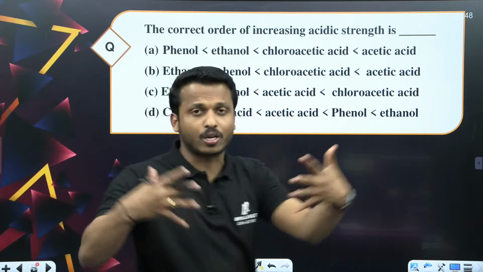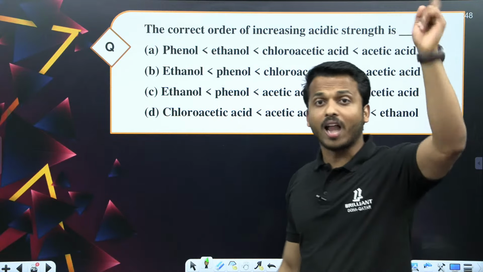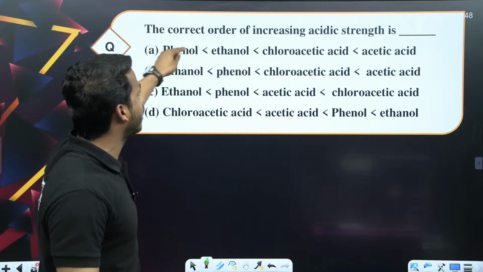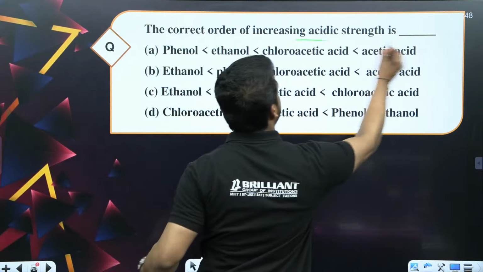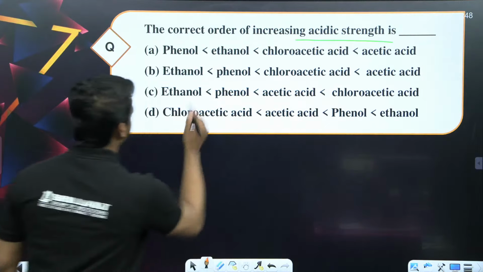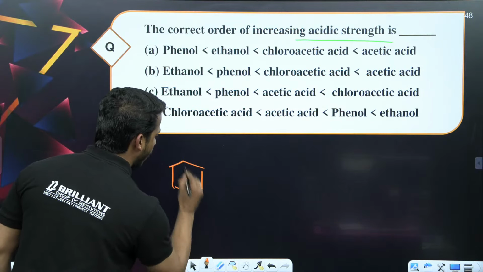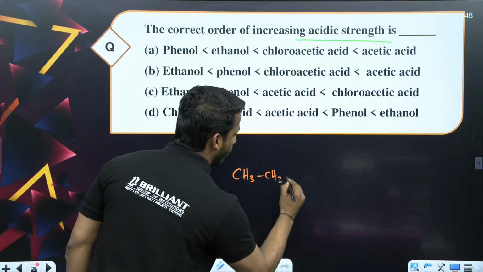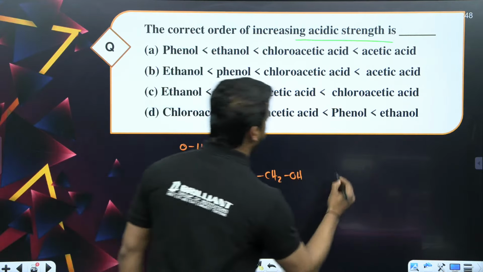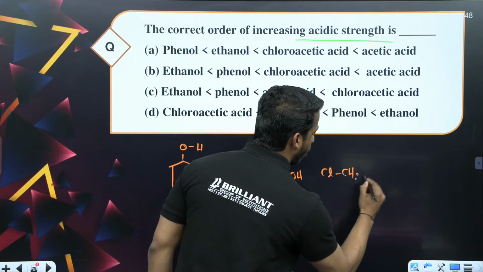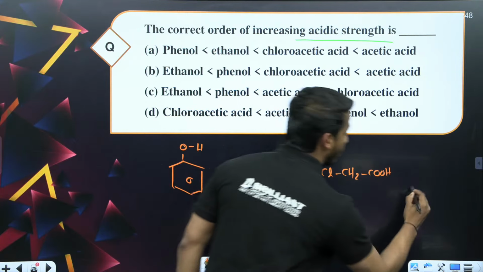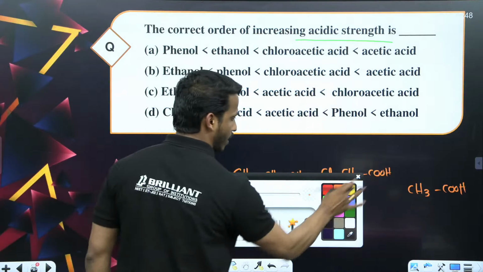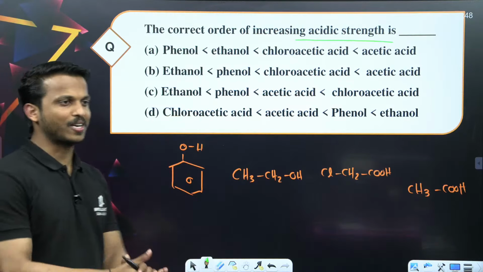This is a collaborated question from the chapters alcohols, phenols and ethers, and carboxylic acids. What is the correct order of increasing acidic strength? You have phenol, ethanol, chloroacetic acid, and acetic acid. Which one is more acidic? Or what is the correct order of acidity?